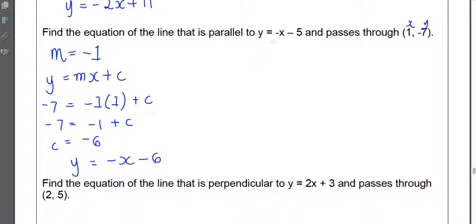Notice the gradients are the same, so it is parallel, but the other condition, it's got to pass through 1, negative 7. Substitute those values back into the rule if you want to check your answer and your equation. It should work. It should be balanced.